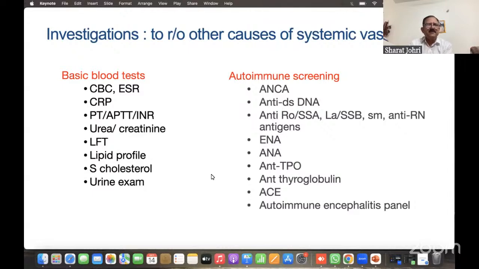We can differentiate these mimics by various investigations. Basic blood tests we have to do, like CBC, ESR, CRP, prothrombin, urea, creatinine, LFT, lipid profile, cholesterol. These are the basic investigations we must do. But some autoimmune screening should be done for ANCA, anti-dsDNA, anti-Ro, SSA, SSB, anti-smooth muscle antibodies, anti-RNP antibodies, ENA, ANA, anti-TPO antibodies, anti-thyroglobulin, angiotensin converting enzyme for sarcoidosis, and an autoimmune encephalitis panel may be required to exclude the mimics of CNS vasculitis.